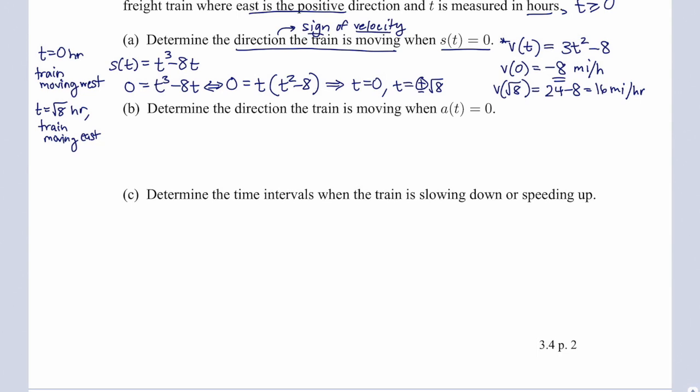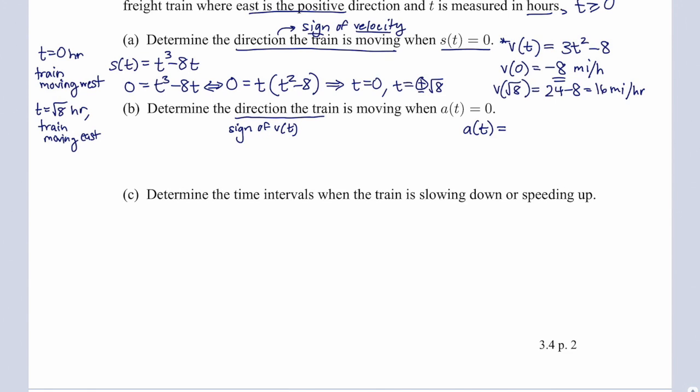In part B, we're asked to find the direction the train is moving when a of t, the acceleration, is 0. So again, we want to figure out the direction. That would be the sign of v of t when a of t is 0. So let's start by finding a of t.